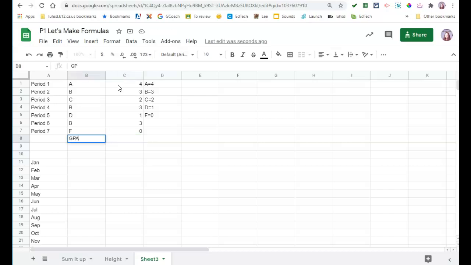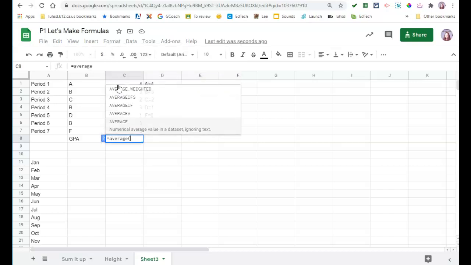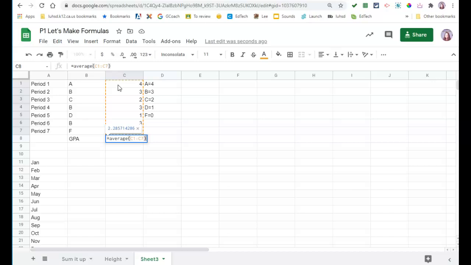So we're going to calculate your grade point average, your GPA. How do you calculate your GPA? Your GPA is an average. So same as we did on the previous sheets, equals average, parentheses. Select those cells, close the parentheses, press enter. Again, I'll rewrite the formula so you can see what it looks like. Equals average, C1 through C7, close the parentheses. So that's what the formula looks like.